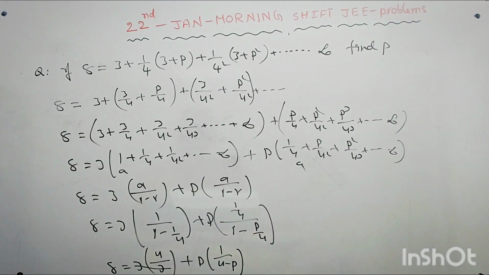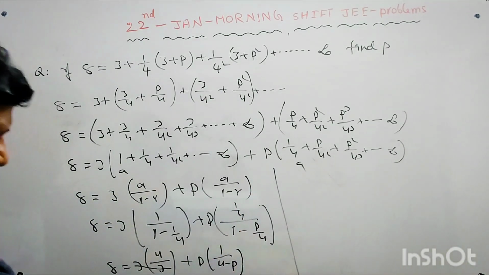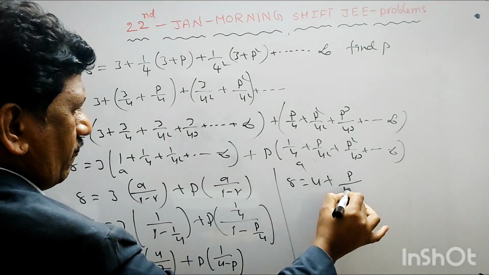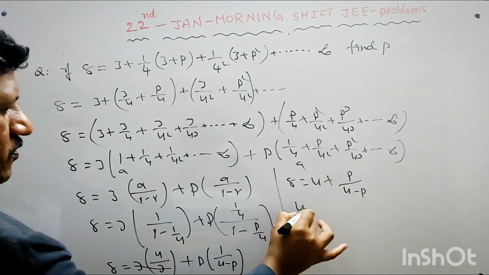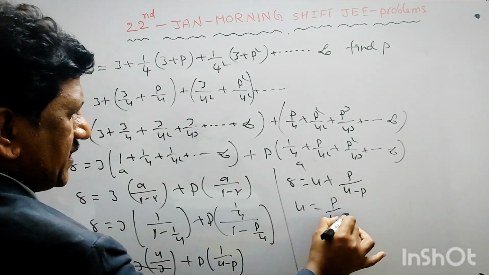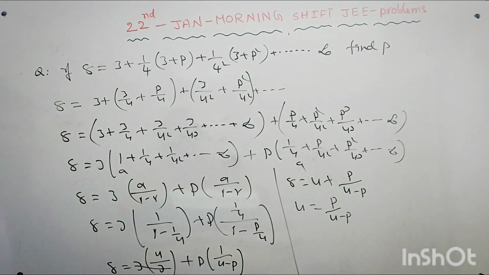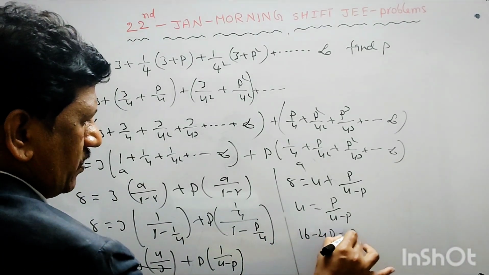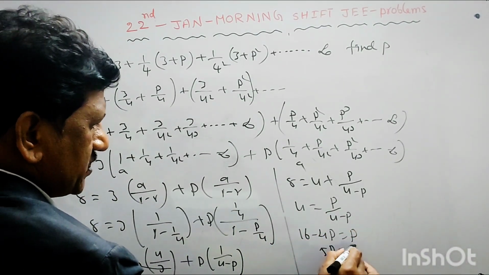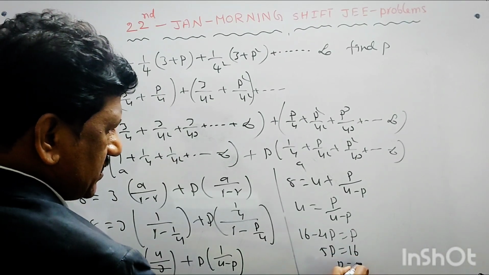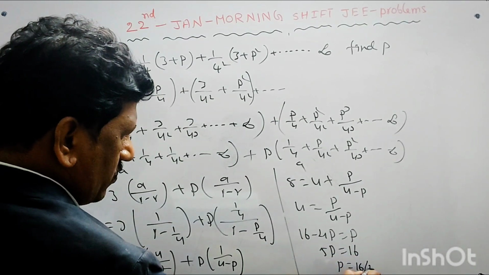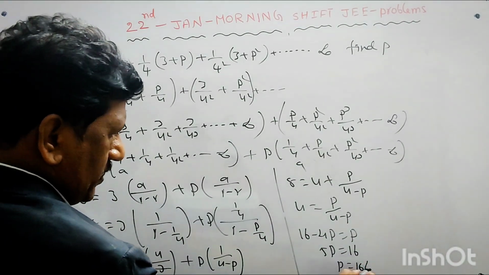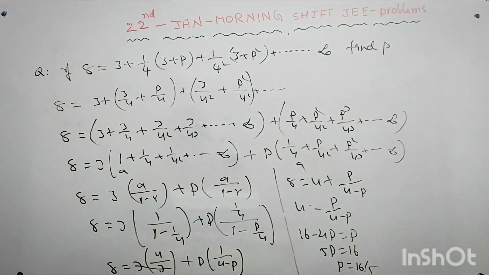Then after simplification, you will get 8 is equal to 4 plus p by 4 minus p. That is, 4 is equal to p by 4 minus p. Okay, then you will get 16 minus 4p is equal to p. So 5p is equal to 16. The value of p is 16 by 5. So that is the value of p.